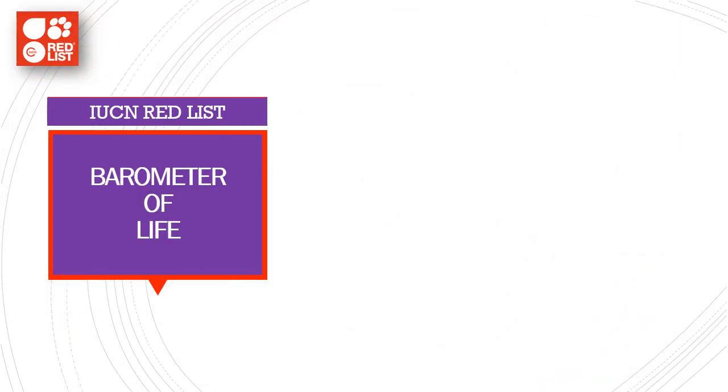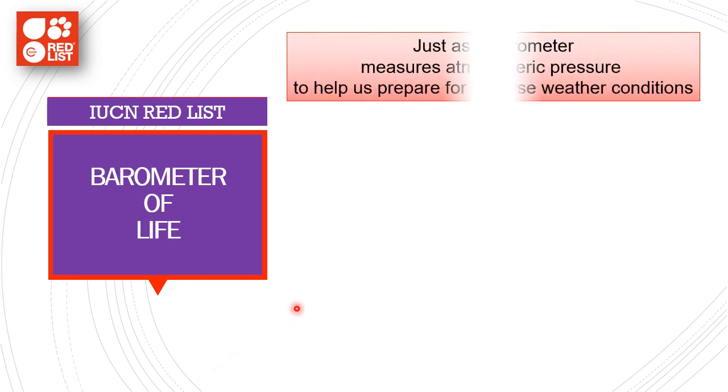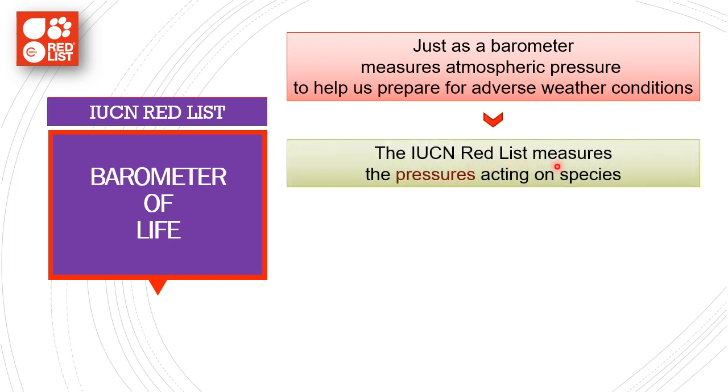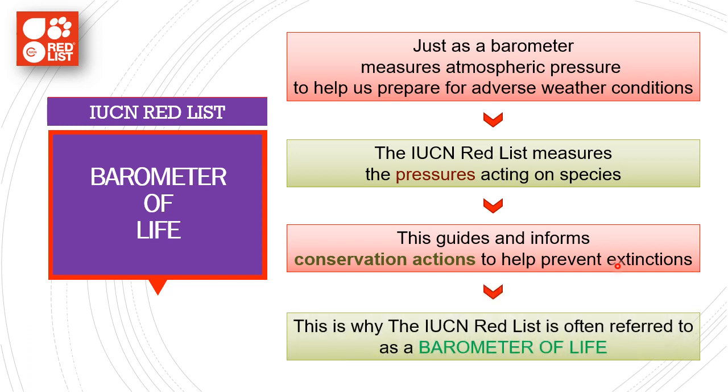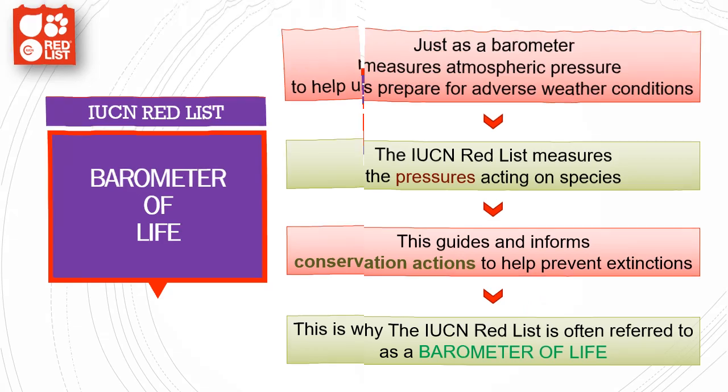Barometer of Life. Now, interestingly, the IUCN Red List is called the Barometer of Life. Just as a barometer measures atmospheric pressure to help us prepare for adverse weather conditions, the IUCN Red List measures the pressures acting on species. This guides and informs conservation action to help prevent extinctions. And for this reason, the IUCN Red List is often called the Barometer of Life.